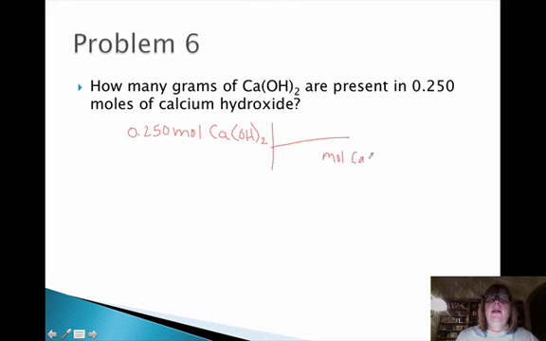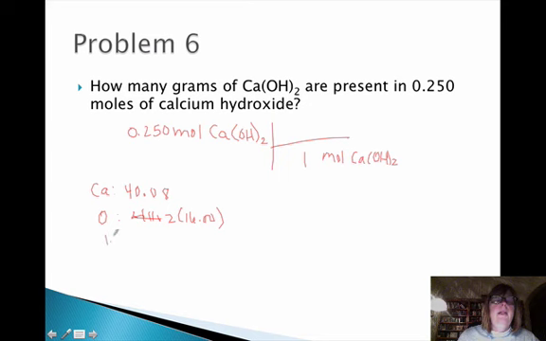We don't want moles of calcium hydroxide, so we put that in the denominator in our equivalence box. And 1 mole of calcium hydroxide, well, let's figure it out. The molar mass of calcium is 40.08. We have 2 oxygens. That 2 distributes through, so we get 2 times 16. Whoops, excuse me. And we've got 2 hydrogens, that's 2 times 1.01. The molar mass of calcium hydroxide is 74.10 grams per mole.